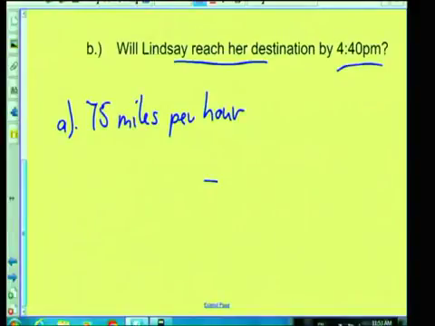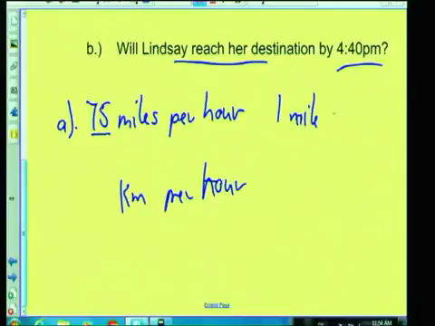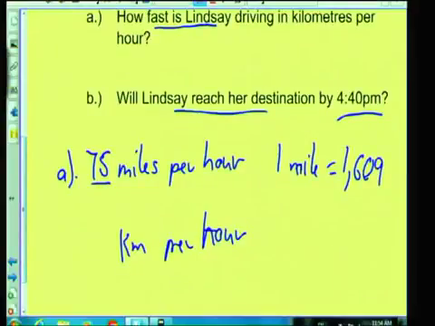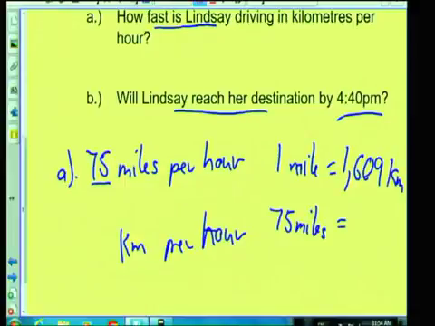What we really need is we want to know how many kilometers that is per hour. So in 1 hour, we know that she does 75 miles. How many kilometers is that? Well, we were also told that 1 mile is equal to 1.609 kilometers. And if you think about what we've been given, it's 75 miles here. We want to work out how many kilometers there are. So what did we do to this side? We multiplied by 75. What am I going to do to that side? I'm going to multiply by 75.